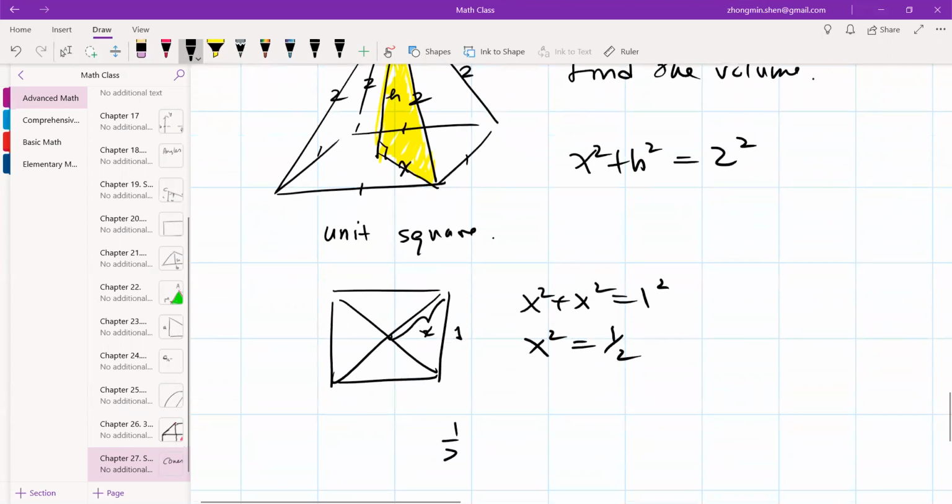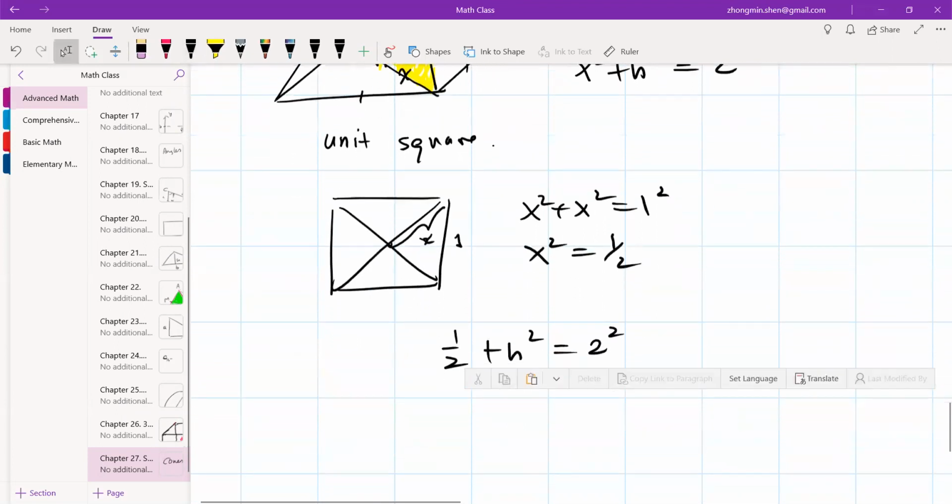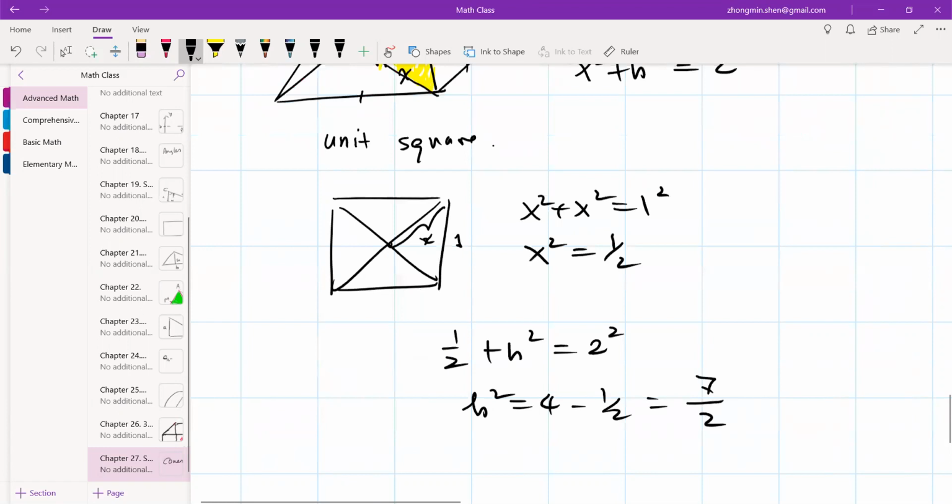Then you get 1/2 plus h squared equals 2 squared. And then you solve the problem, okay? So h squared equals 4 minus 1/2, which is 7/2. Then h is going to be the square root of 7/2. But we always rationalize the denominator. So you multiply the numerator and denominator by 2, and you get the square root of 14 over 2, okay? We don't put radicals in the denominator in general.